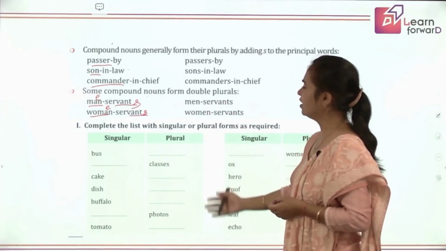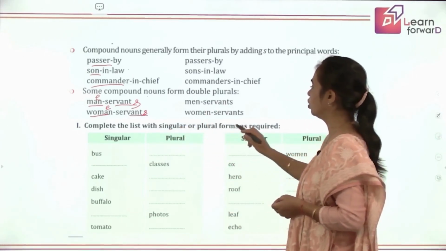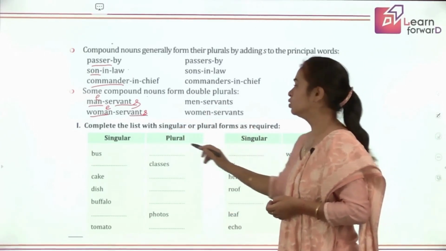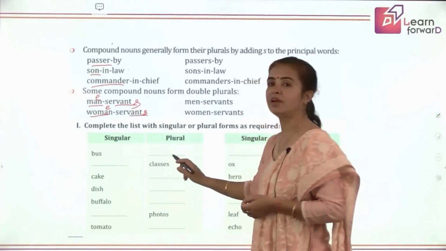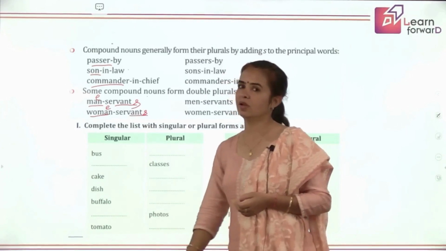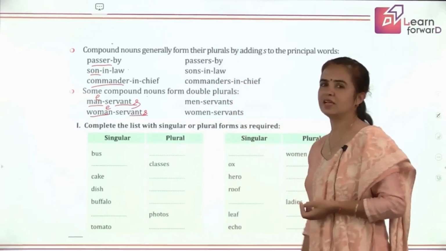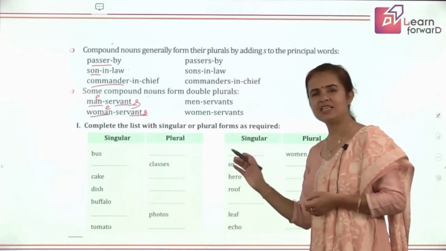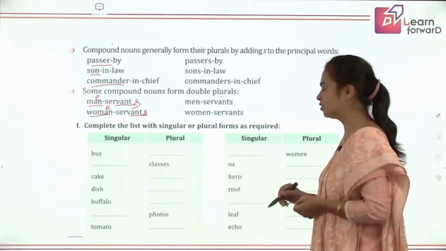Now we have a list here. Complete the list with singular or plural forms as required. So if singular is given, you will write the plural. If plural is given, you will write the singular. And I hope you can do this exercise very well. Quite easy, you have done in earlier classes also.